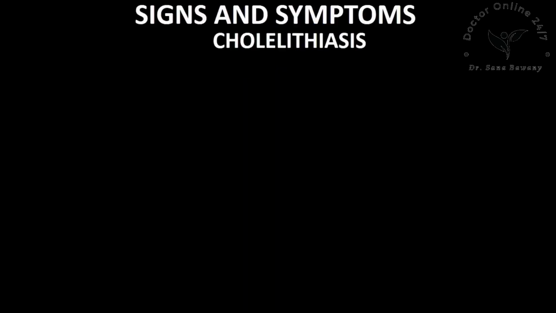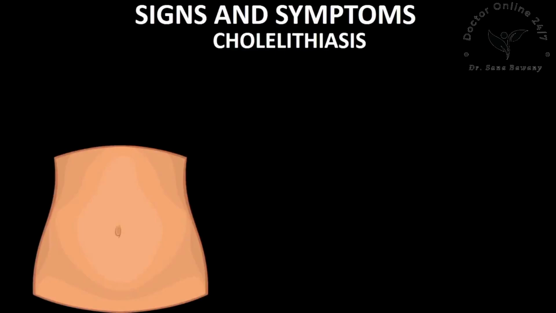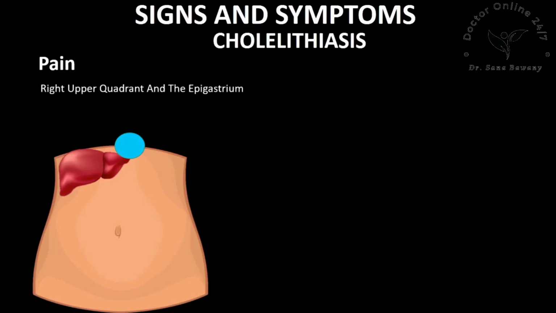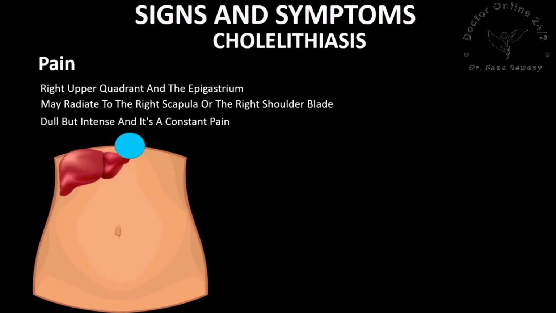So what are the signs and symptoms of cholelithiasis? As we mentioned before, cholelithiasis is simply having stones in the gallbladder. We talked about most often patients are asymptomatic, so most of the time, most of the day, they're not symptomatic, although they can be, and one of the big symptoms that they can have is pain. So the pain occurs in the right upper quadrant and the epigastrium, and may radiate to the right scapula or the right shoulder blade. Because of nerve innervation, pain that is sensed in the gallbladder can radiate up into the right shoulder blade. This pain is described as dull but intense, and it's a constant pain.